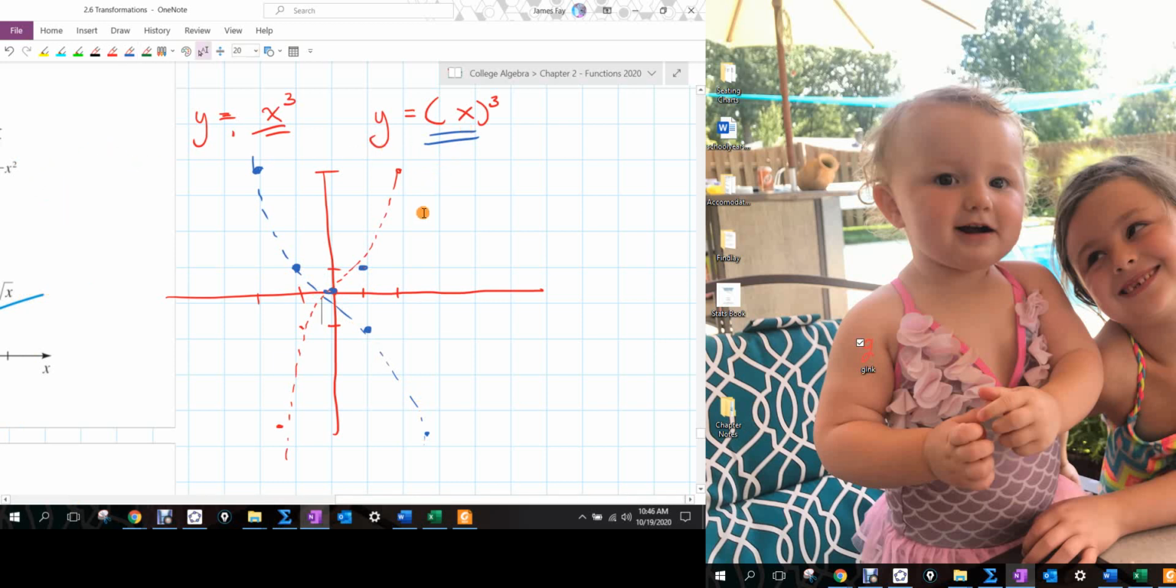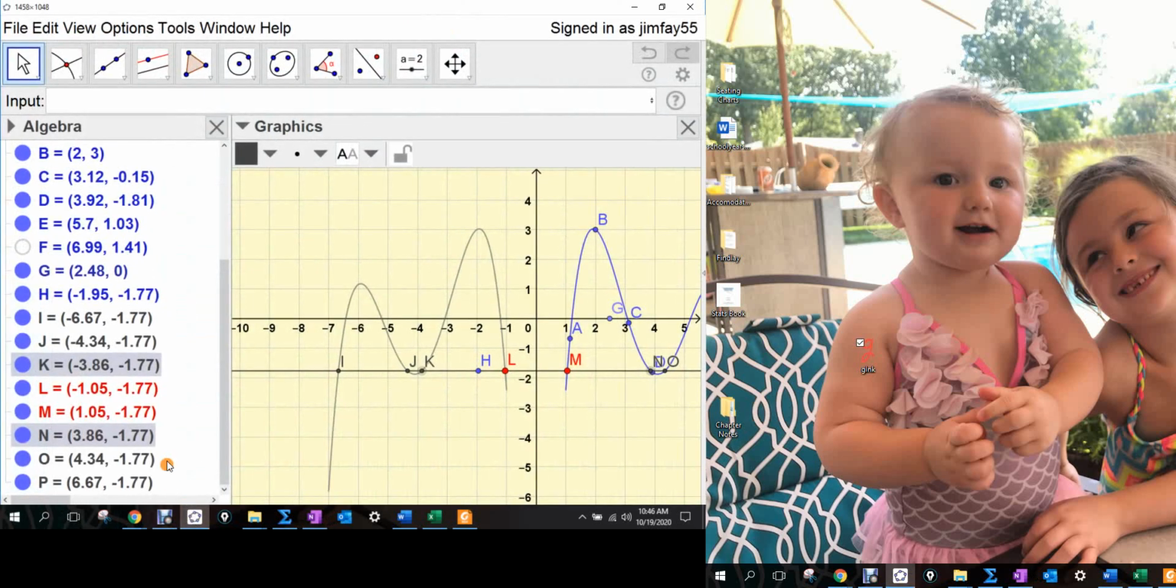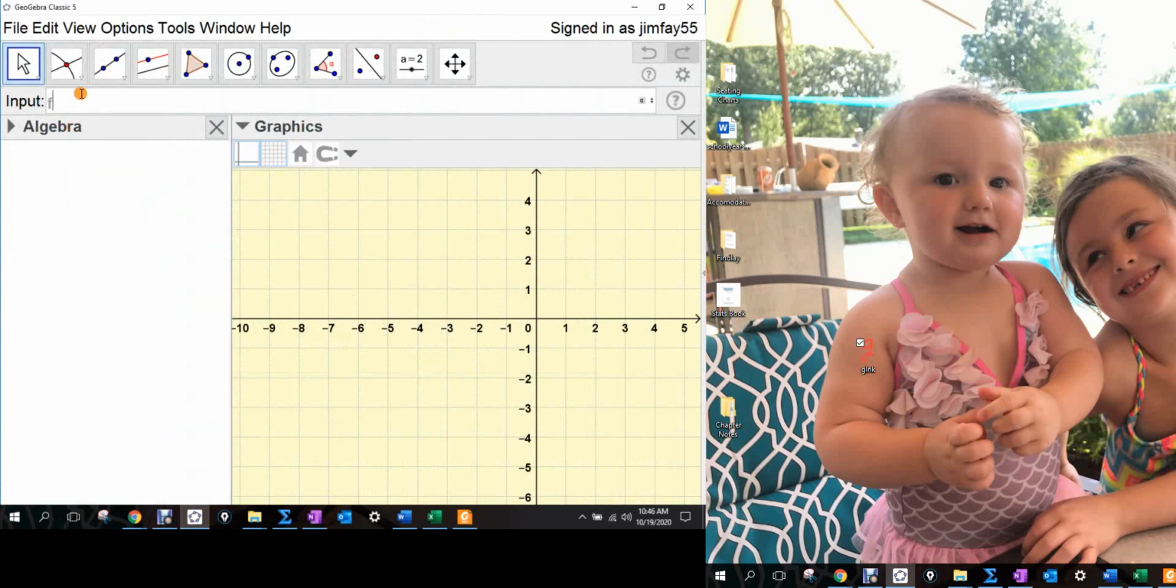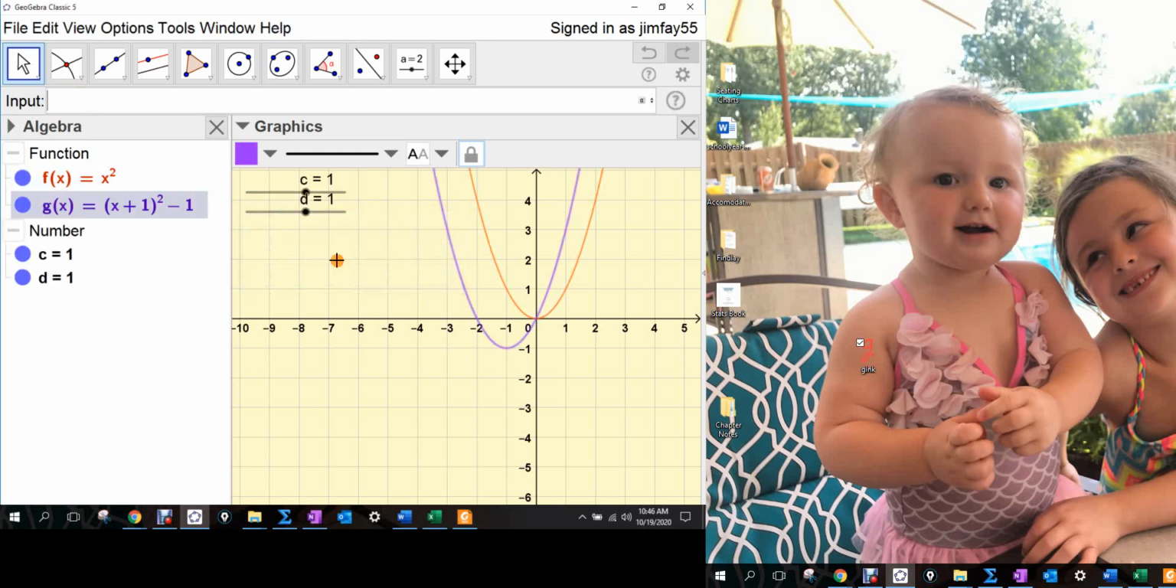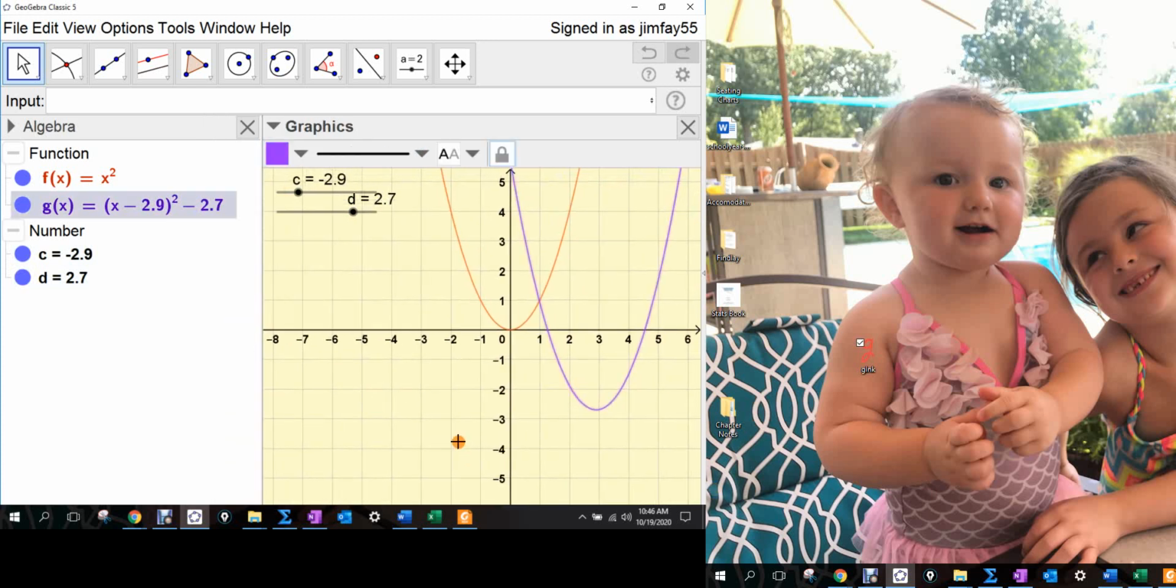Now, did I have to create a table or anything like that? No. Okay. Real quick question. If I gave you f of x equals x squared, and then I asked you to graph g of x, which is going to be, let's go f of x plus c minus d, something like that, create these sliders. And I asked you to find the ordered pairs that are going to give you this purple graph, okay? So maybe I hide that from you. I don't even give you that. And I asked you to graph this thing, okay?